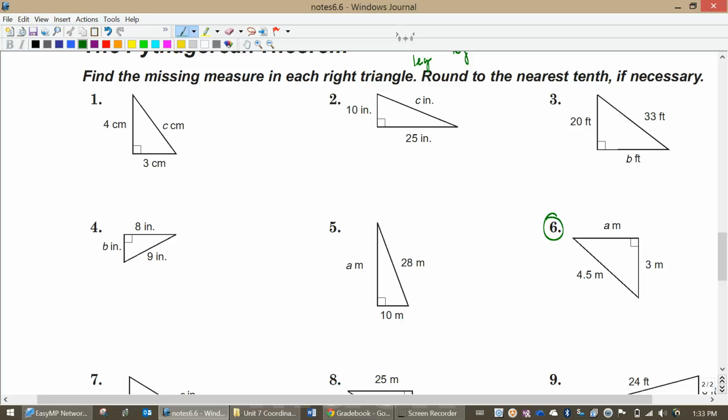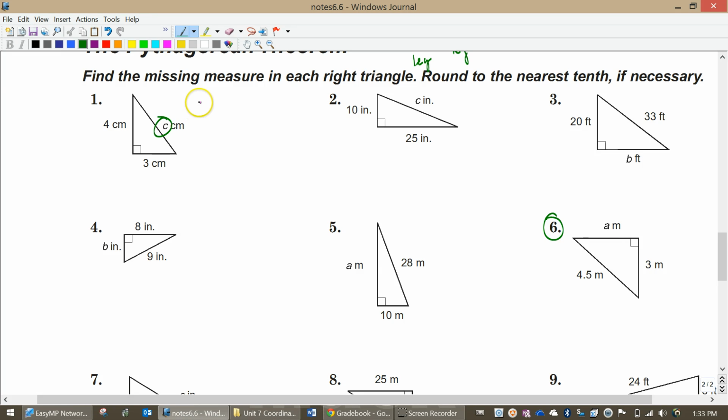All right, so number 1. Which one's the hypotenuse? C? Is it because it's called C? Why is C the hypotenuse? It's the longest, and what else? It's slanted. It's opposite the right angle. It's across the triangle from the right angle.